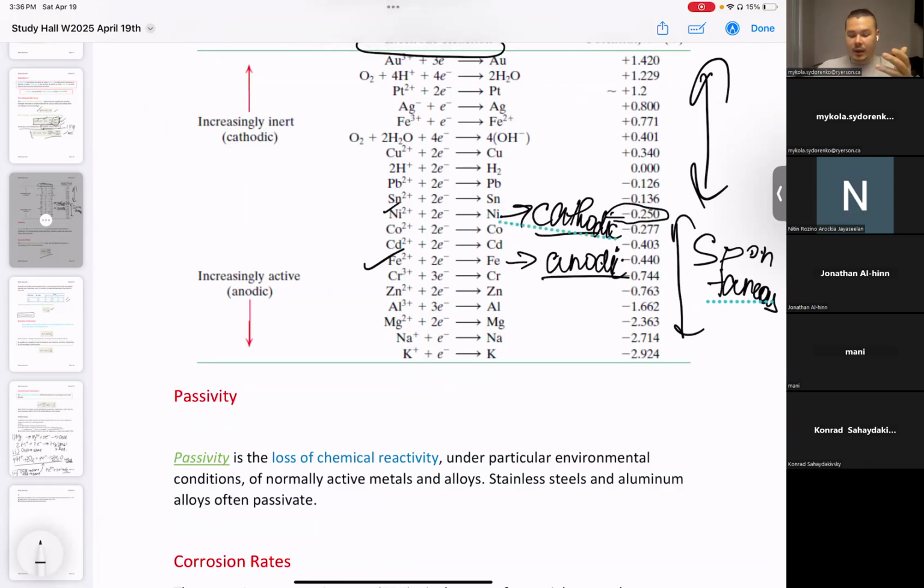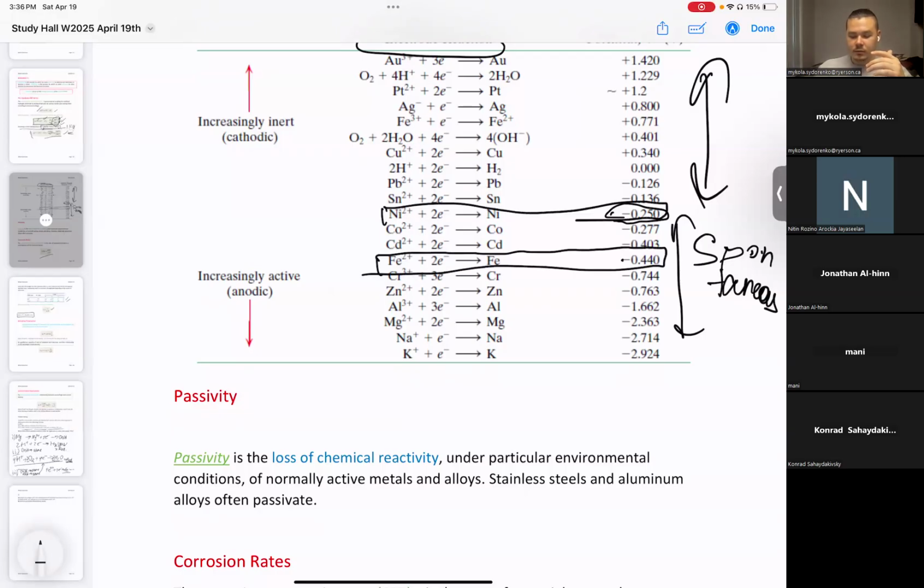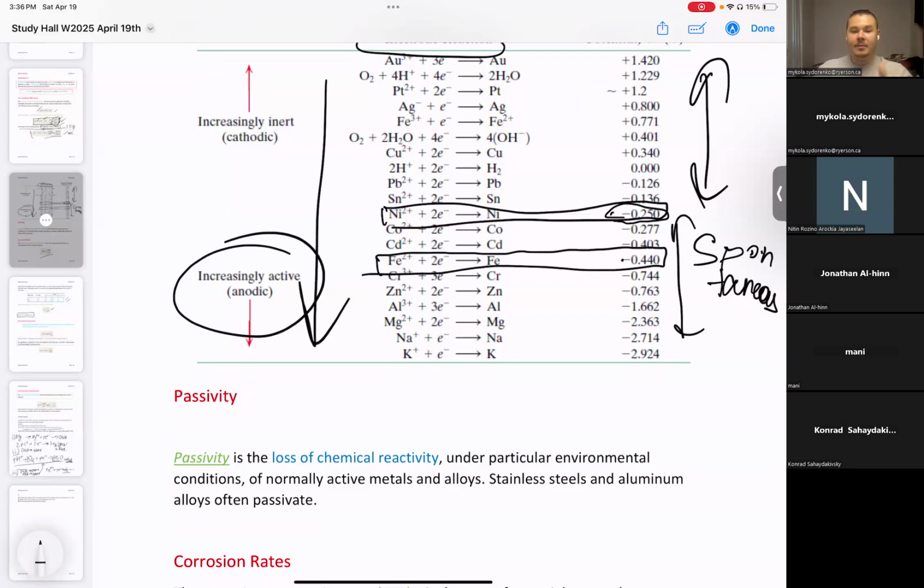But let's say we had copper and nickel. Then copper would be more cathodic and nickel would be anodic. So it very much depends on what case scenario you have. In our case, we have nickel and iron. The lower you go, the more anodic you are. So iron is below nickel, so we claim that iron is anodic and nickel is cathodic in our cell.